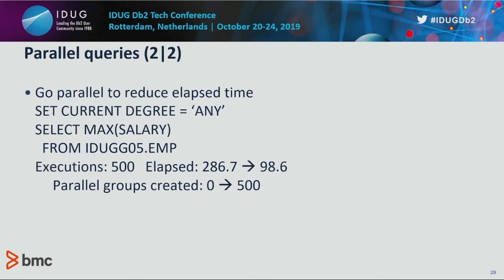It is tracking parallel groups created, which means that it gets incremented by 1 every time a group is created, but you're not getting the count of how many tasks are in the group. You do get that with the accounting information, but not with these statistics.